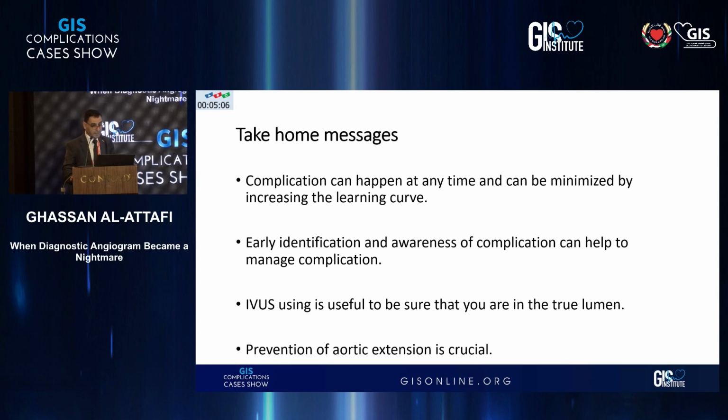Complications can happen at any time and can be minimized by increasing the learning curve, especially in radial access. The radial is different from the femoral in that we need more complex manipulation of the catheter as well as the diagnostic guide wire. Early identification and awareness of complications can help to manage them. IVUS is necessary and very useful. It helps us to identify the port of entry, the length of dissection, the size of the vessel to stent, and whether there is ostial progression or not. And the prevention of aortic extension is crucial.